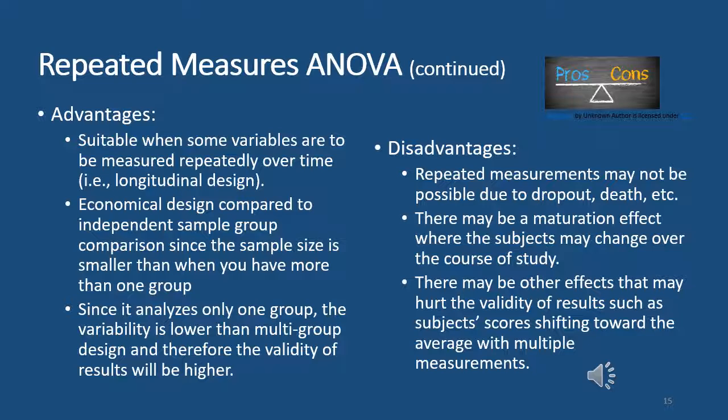It also could be with illness. It could be a quality of life study, for instance, that you're looking at and the patients have some serious chronic disease that then gets worse, and so your responses may change because the patient themselves is changing. And then there also could be other effects that hurt the validity of results, such as subject scores shifting toward the average with multiple measurements.